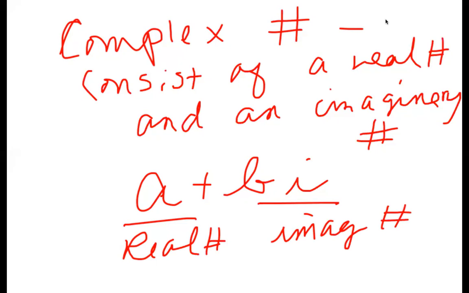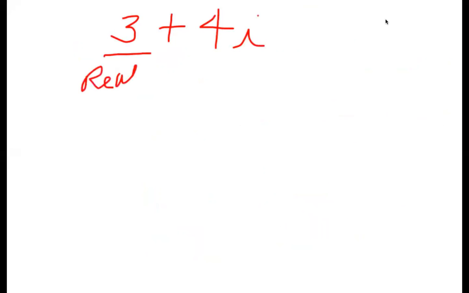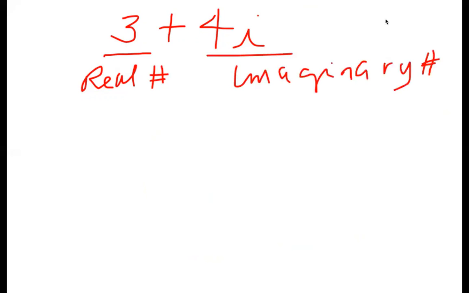Now, here's a concrete example of a complex number. Let's say you have something like this, guys, 3 plus 4i. The 3 is called the real number, and then the 4i would represent the imaginary number part. So then the big question is, what can we do with these complex numbers?